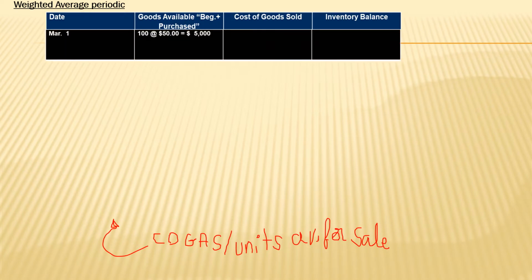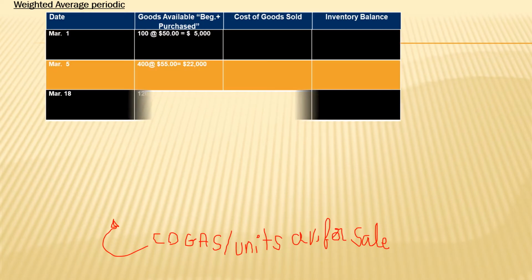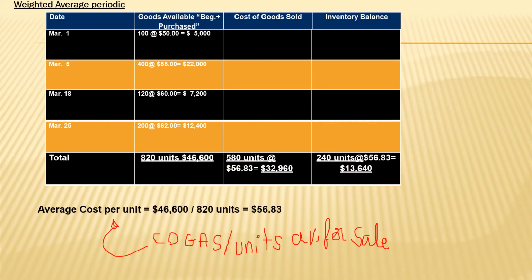Then for the weighted average under the periodic, very simple. What I make here, that I calculate the average cost per unit. So I make the 4600, the cost of goods available for sale, divided by the total number of units available, 820 units, which will give me $56.83 per unit. I just multiply this average cost per unit times the 580 units to arrive to the cost of goods sold, and times 240 units remaining to arrive to the cost of ending inventory.